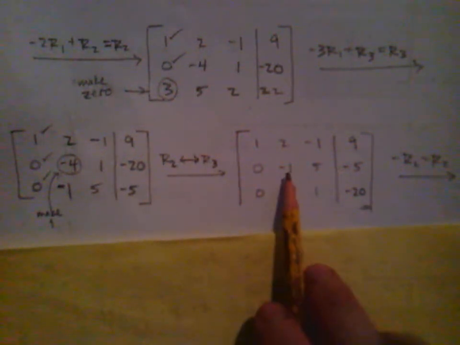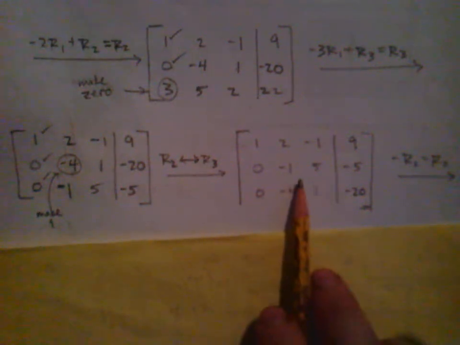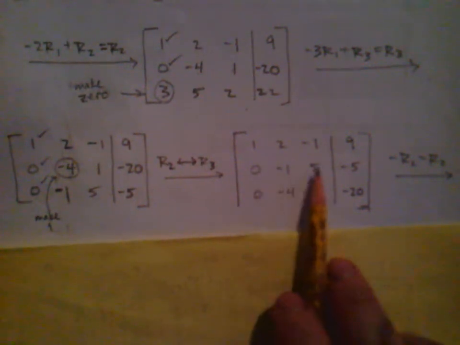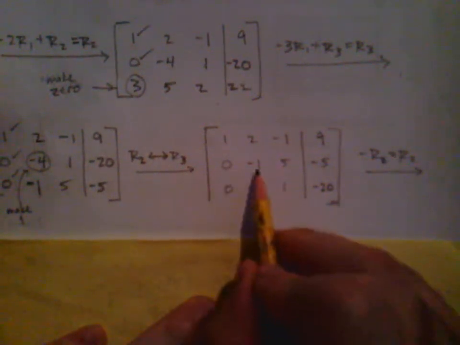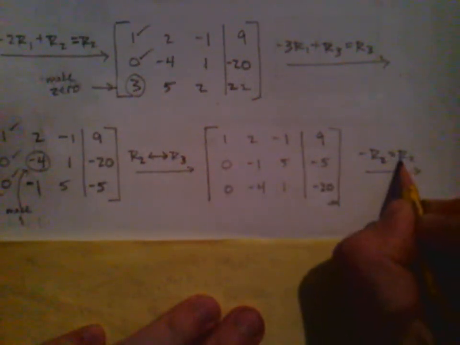Now, I still haven't gotten the 1, but I'm super close now. All I got to do is take a negative of each of those entries there in row 2. So I wrote negative row 2 equals row 2. It's like I'm multiplying everything in row 2 by -1. And it's becoming my new row 2. No problem, I can do that.